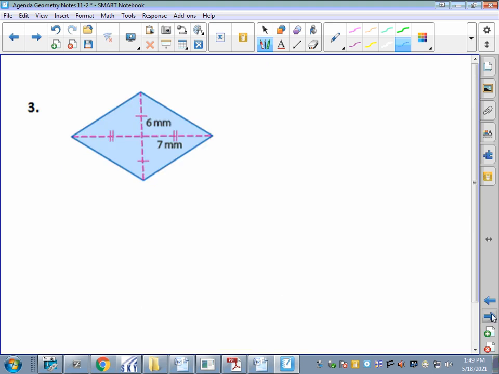This one looks to me like it's going to be a rhombus. I know that because the diagonals got bisected. I also know that that happens to be a right angle, which isn't marked. Just be careful on this one. Our formula for a rhombus or for a kite is the product of the diagonals over 2.